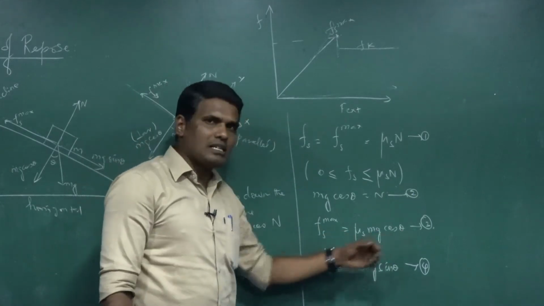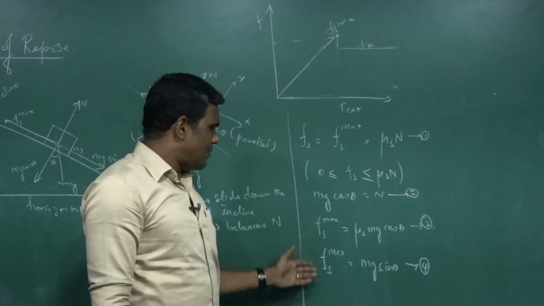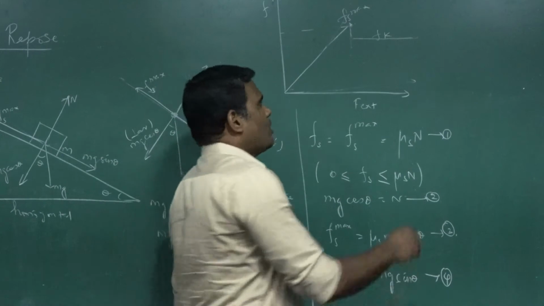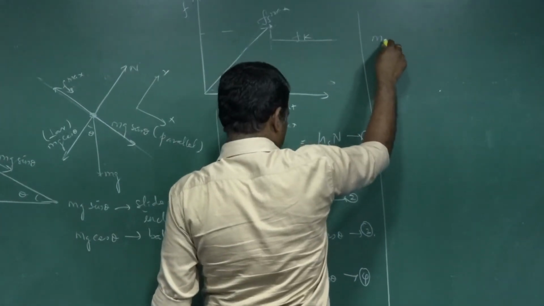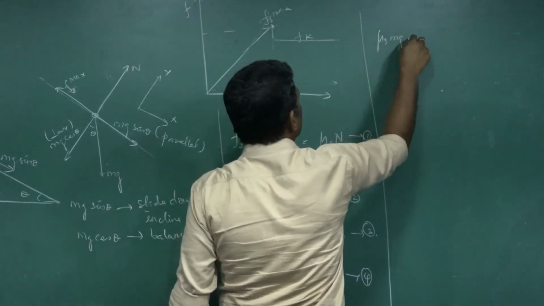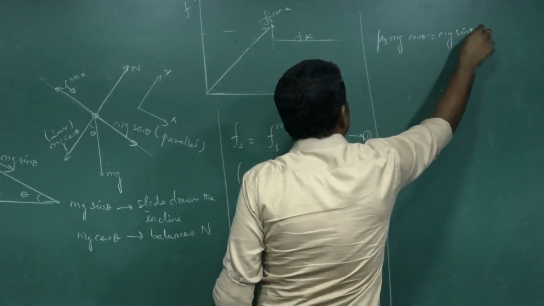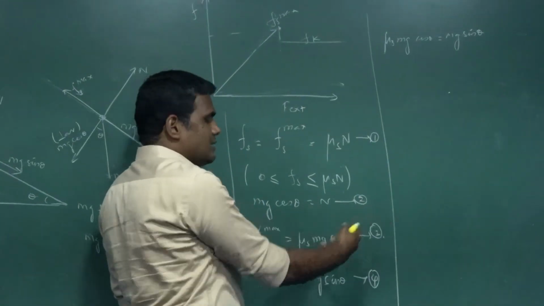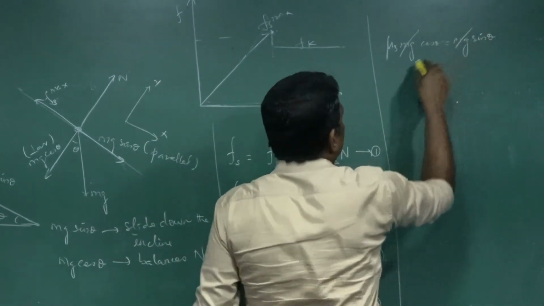One is mu s mg cos theta. Another one is mg sin theta. Then left hand sides are equal, so you can equate the right hand sides. What will you get? You can have mu s mg cos theta is equal to mg sin theta. I'm just equating. If Fs maximum is on the left hand side, then the right hand sides will be equal. If these two are equal, then these two must be equal. Can cancel out this mg and mg.